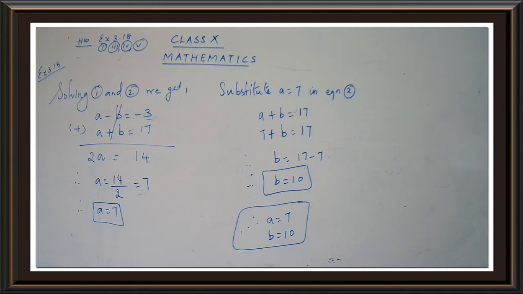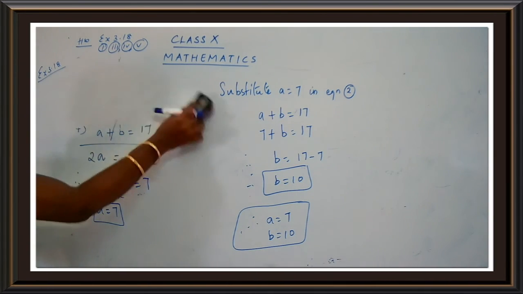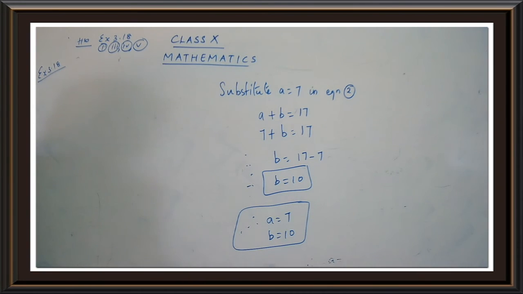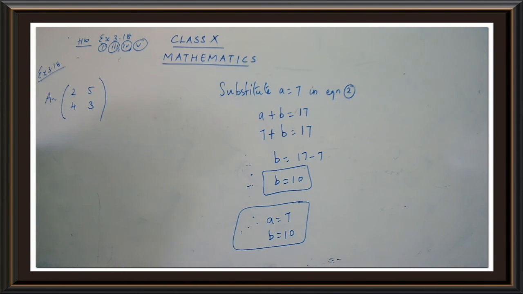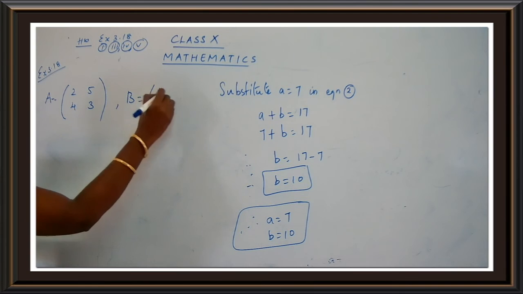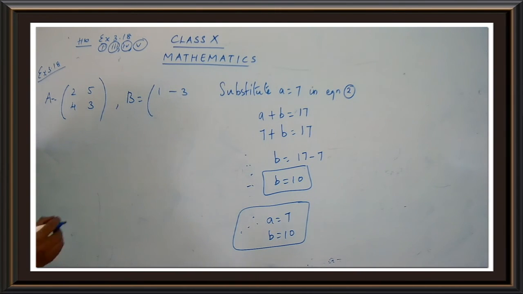Okay. Now let's continue with one more sum, children. We are going to do question number 4. Write down question number 4. If A is equal to [2, 5; 4, 3]. So they have given you two matrices. A is [2, 5; 4, 3], and they also give you B is equal to [1, -3; 2, 5].